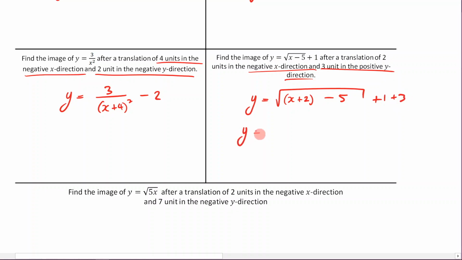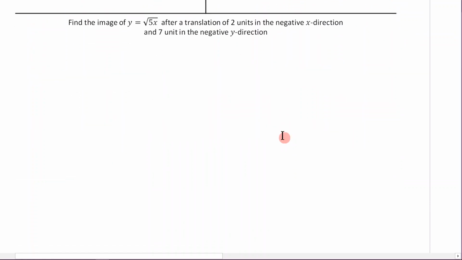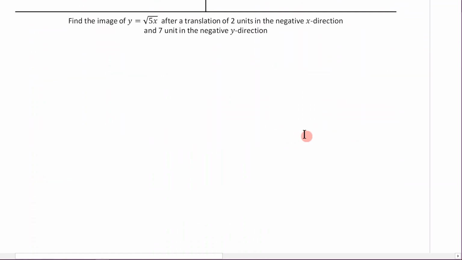So I'm going to get y is equal to, now I just need to gather things together here. 2 minus 5 is going to be minus 3. And then I'm going to get plus 4. Perfect.